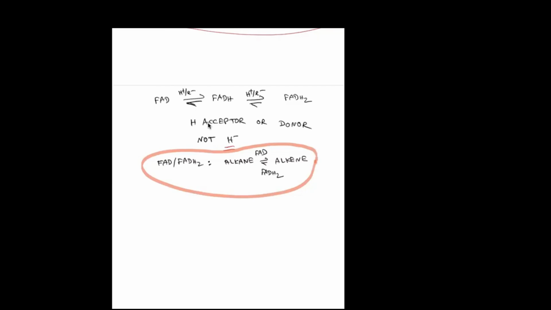The other thing to note, as I said, for the FAD is that it is not an H minus, it is an H. It could be 1 electron, but most of the time it is going to be a 2-electron process. So it's going to be 2H, acceptor or donor, and not H minus. That is the main distinction here.